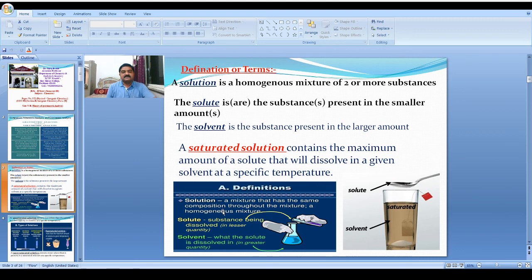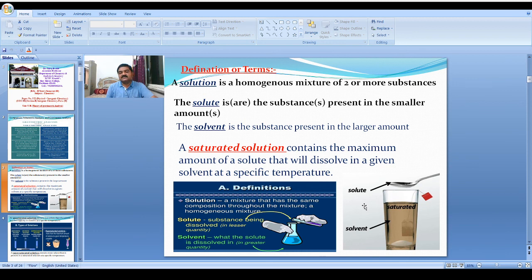Here, a solution is a mixture that has the same composition throughout, that is, homogeneous. The solute is the substance being dissolved in lesser quantity, and the solvent is what the solute is dissolved in, in greater quantity. And here is the figure. We take a glass of water, and the solute, sugar, is added, and it forms a clear solution. That means the solute is completely dissolved in the glass of water.